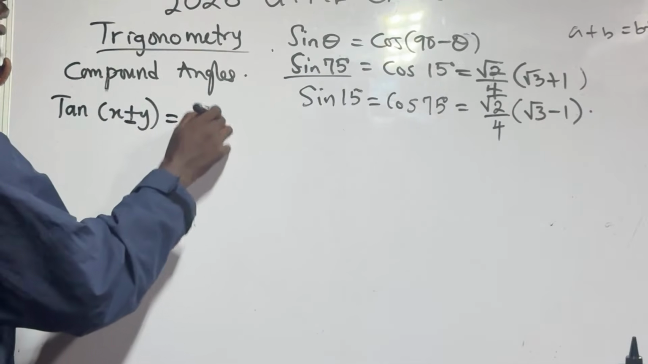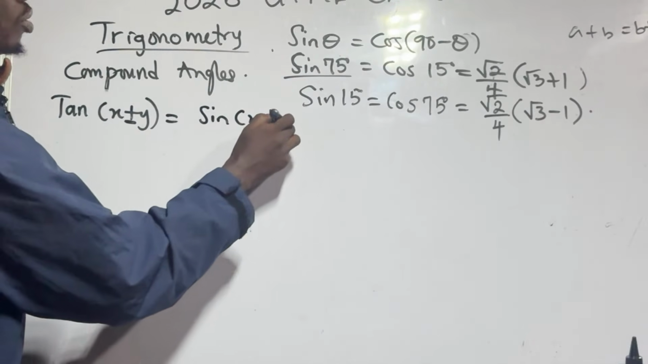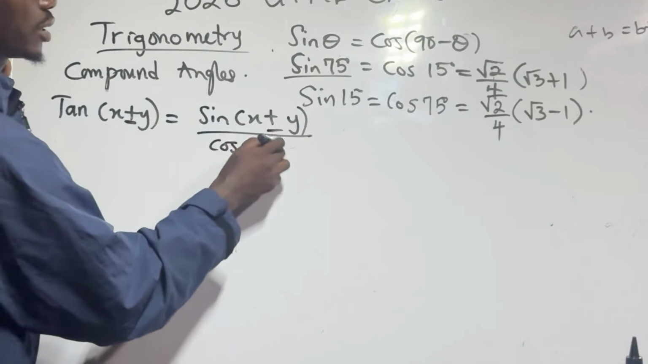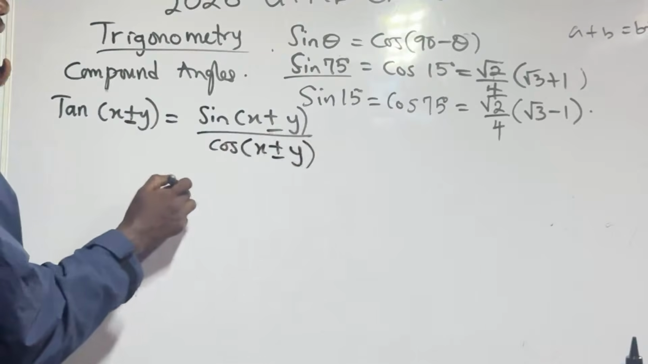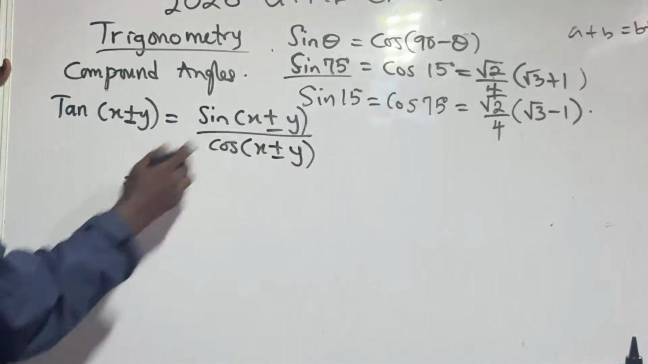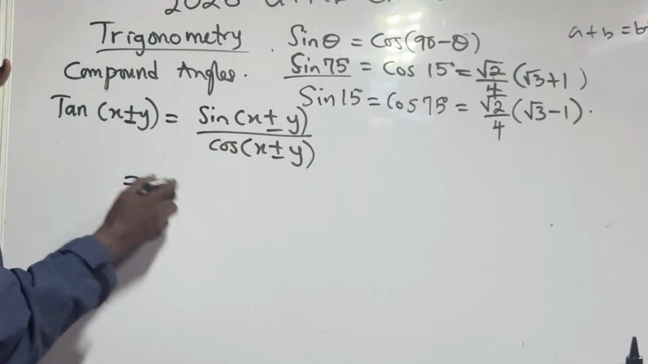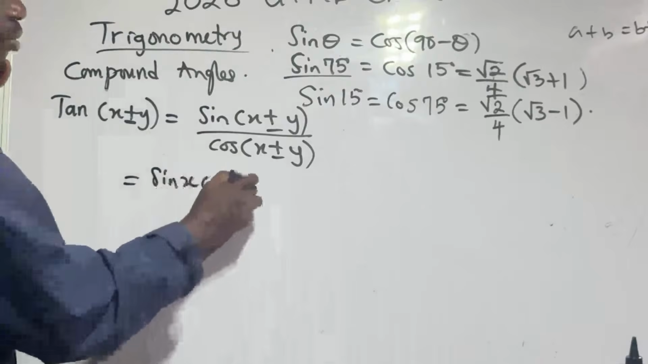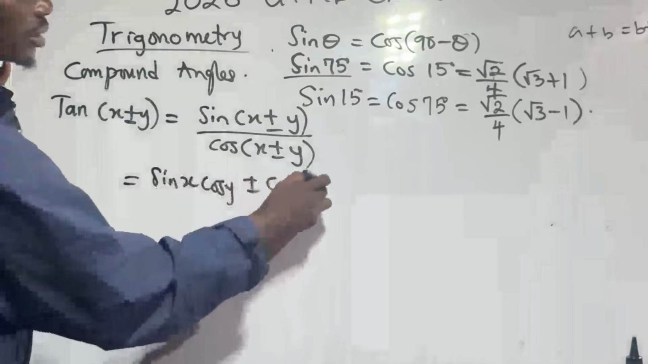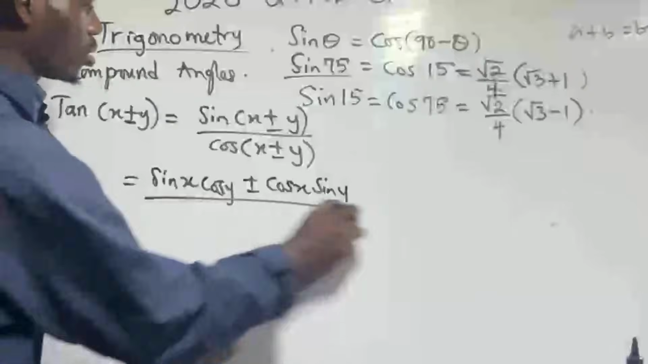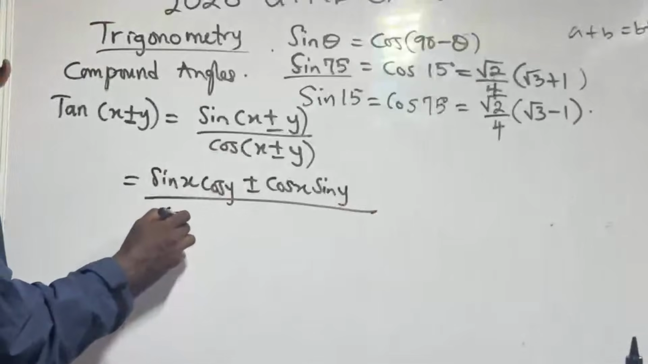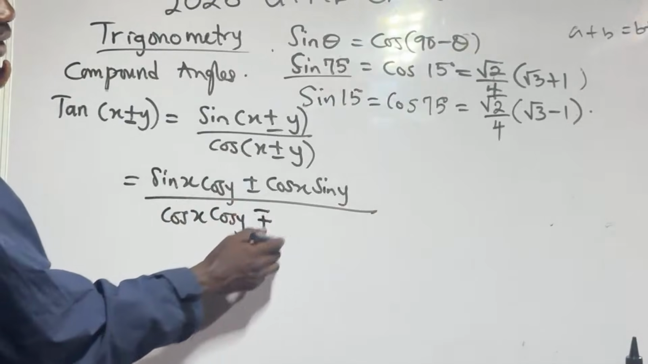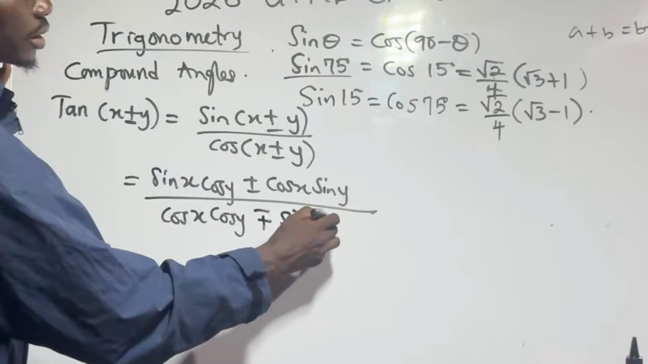So this one will be sine of x plus or minus y over cos of x plus or minus y. Okay? So what's our sine of x plus or minus y? It will be sine x cos y plus or minus cos x sine y, all over, for this cos, it will be cos x cos y minus or plus sine x sine y.